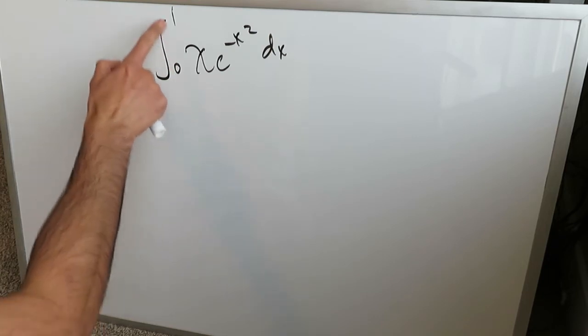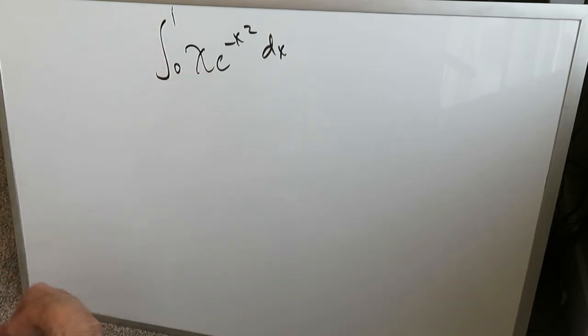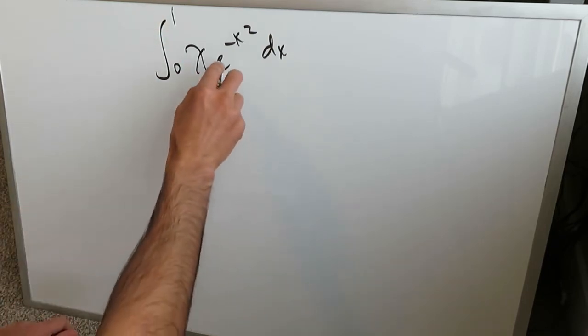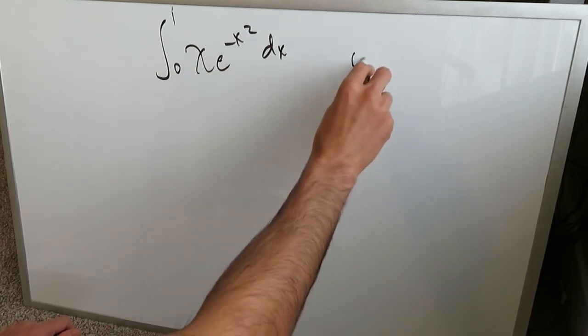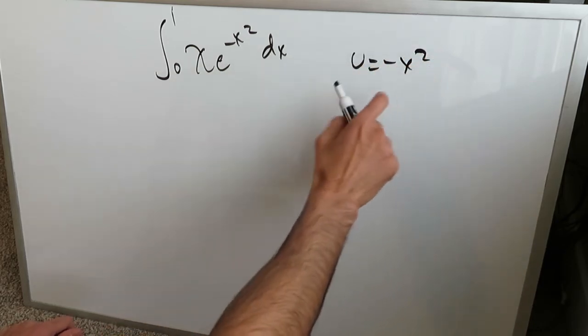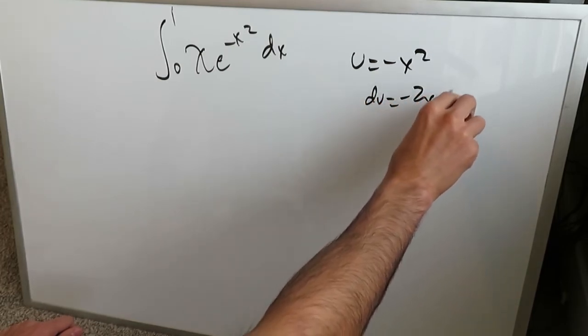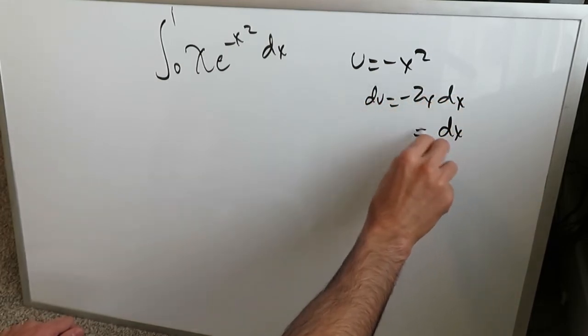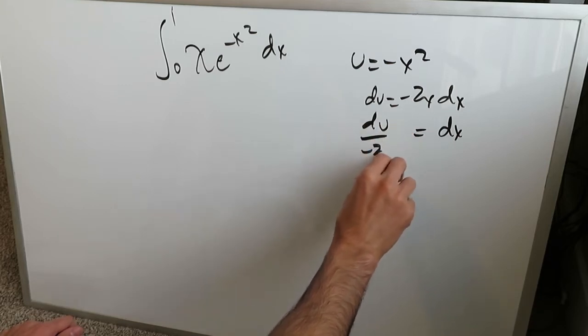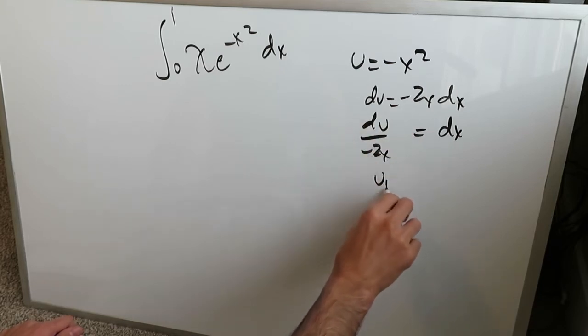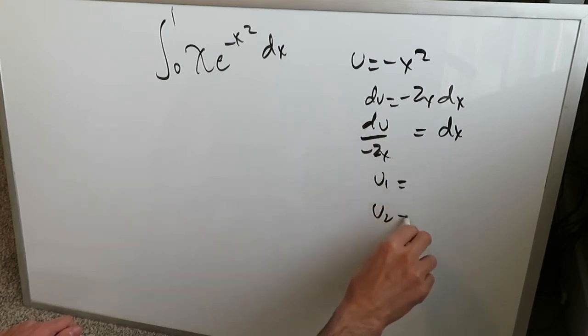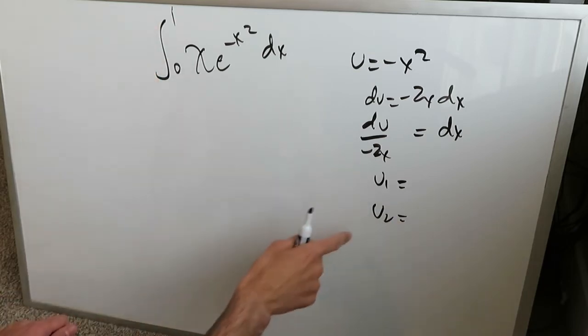How about this one, lower limit, upper limit, x times e to the minus x squared? Clearly you can tell this right here is the composite. We have to do u is equal to minus x squared. You can do the substitution for this. du is equal to minus 2x dx, and then dx is equal to du over minus 2x.